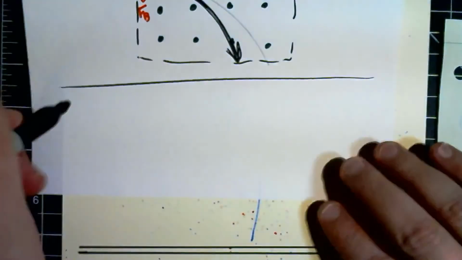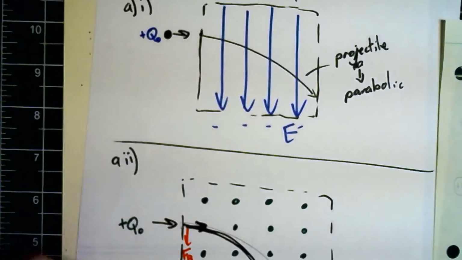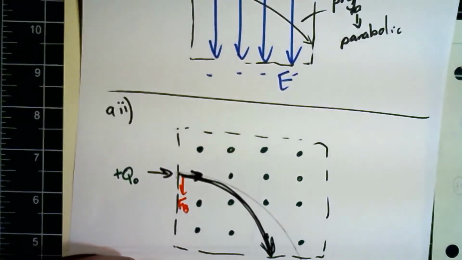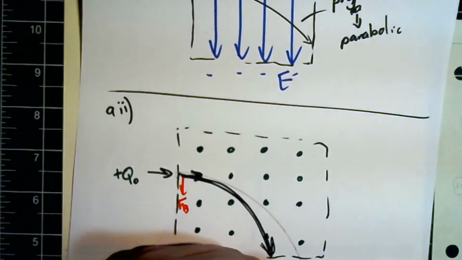Okay, now the last part of the question says, for which of the previous situations is the motion more similar to that of a projectile in only a gravitational field, and why? Well, that's going to be the electric field. And the reason why it's more similar is because the electric force is constant, pointing down.